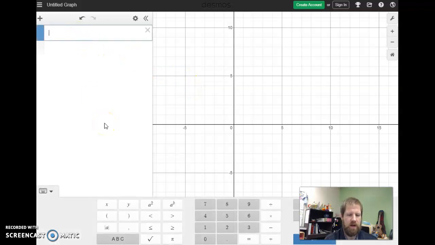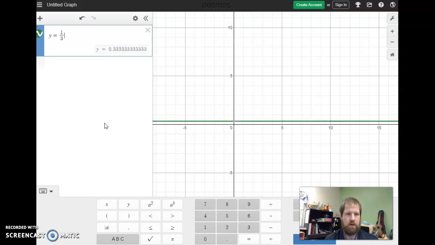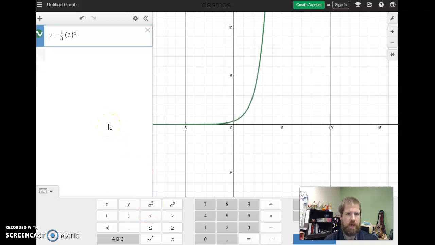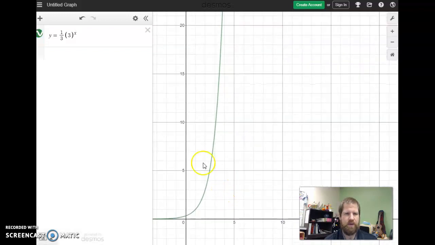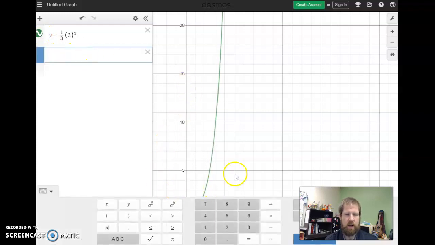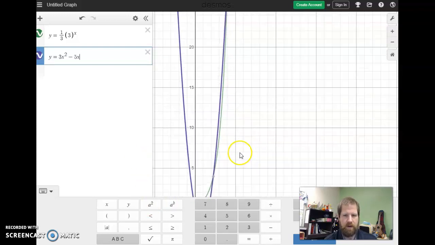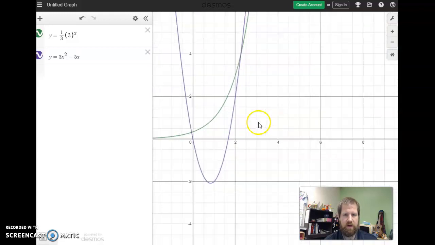Okay, so we've got our y equals 1/3 raised to the x. Okay, so there's my exponential function. And then my quadratic was y equals 3x squared minus 5x. Okay, and we can look at the different pieces for this.